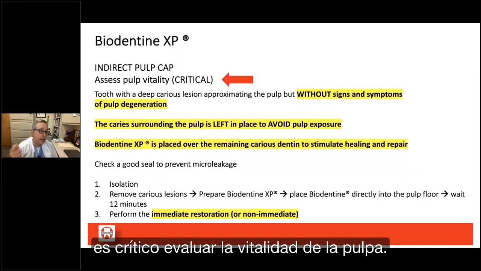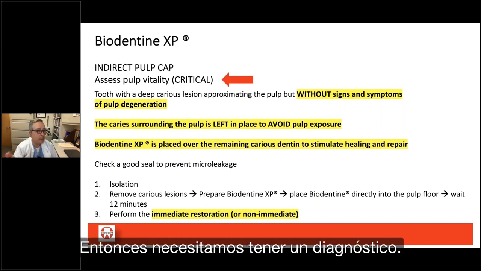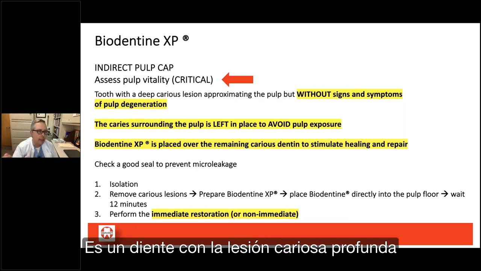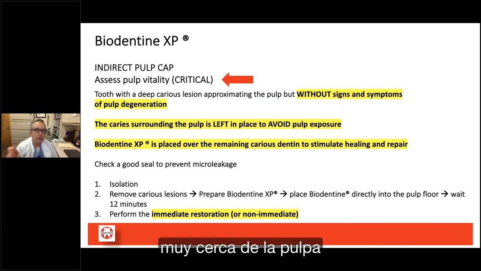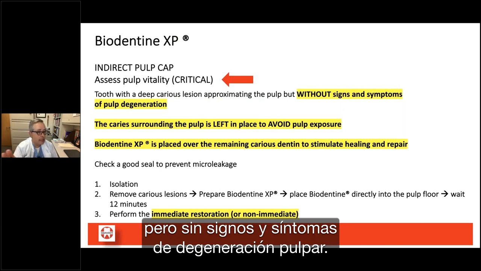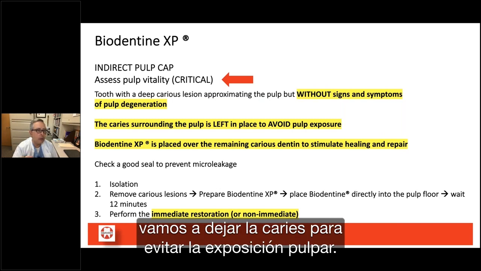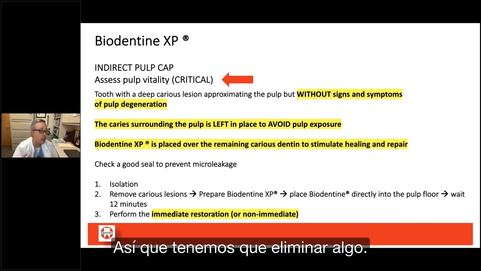As I mentioned, it's critical to assess the pulp vitality, so we need to have a diagnosis. This is the main indication of Biodentine XP: a tooth with a deep caries lesion very close to the pulp, but without signs and symptoms of pulp degeneration. Then we are going to leave some of the caries to avoid the pulp exposure. So we need to remove some.